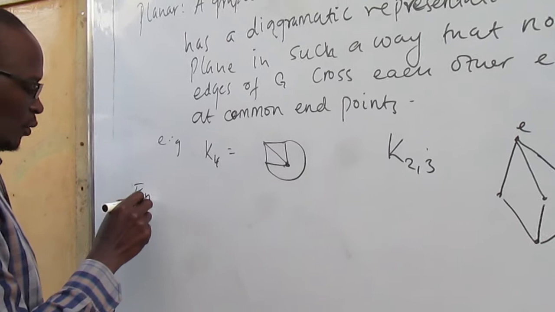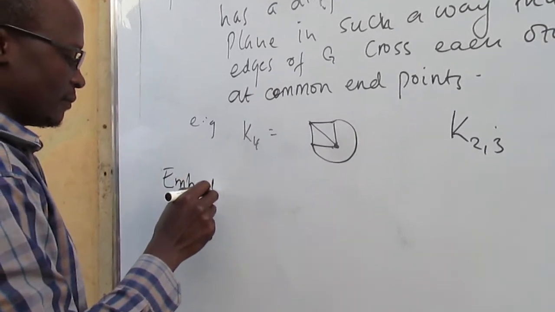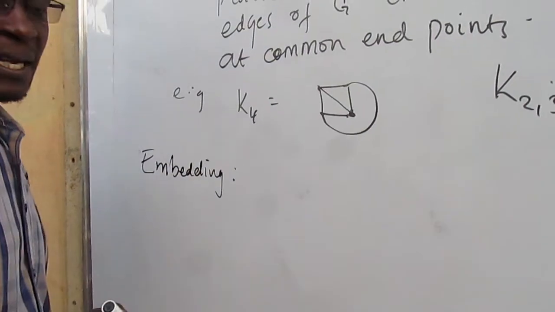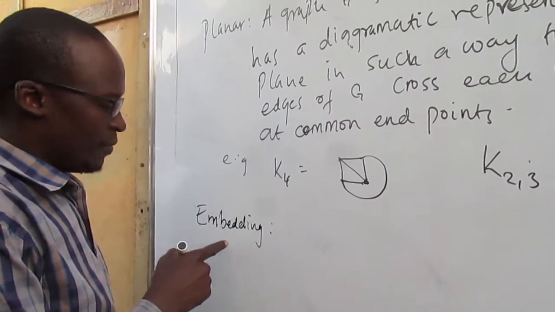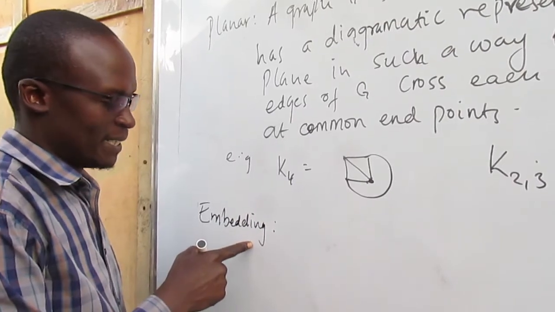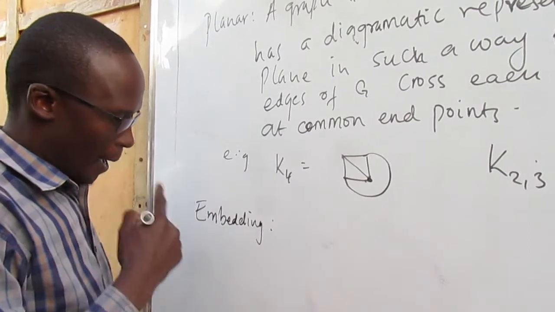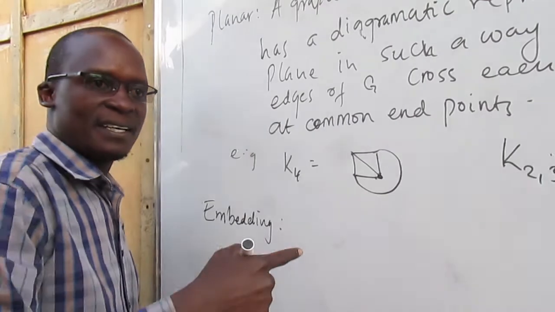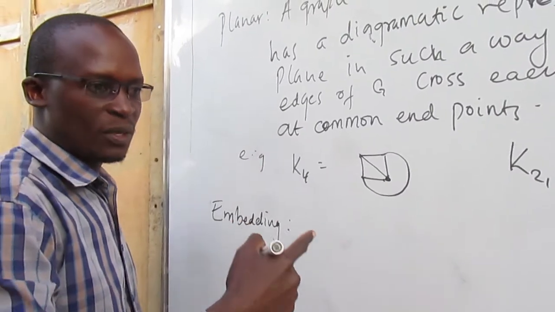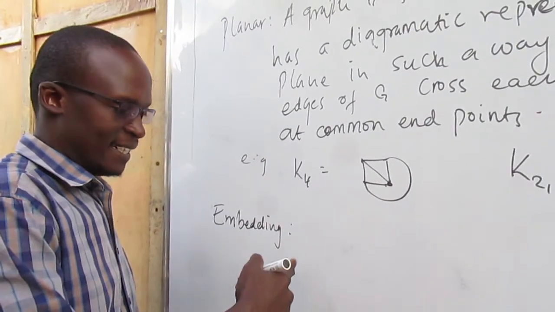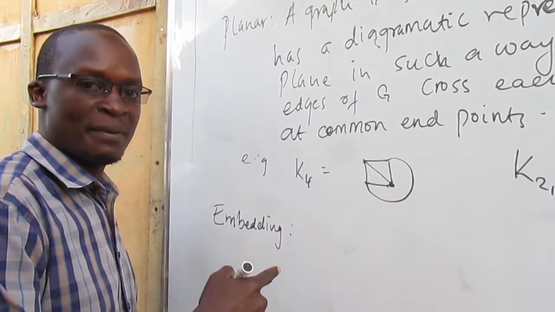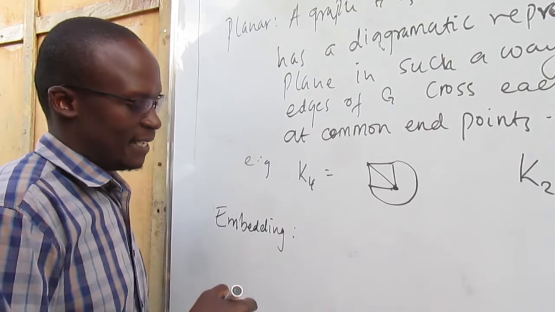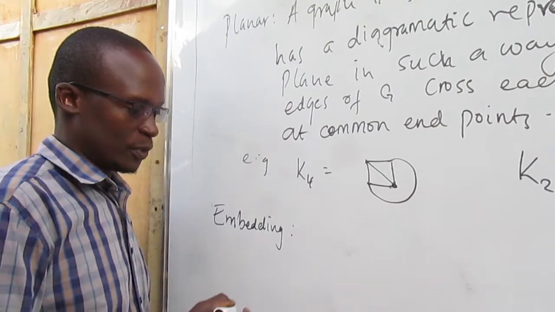So let's also look at embedding. An embedding of a graph on a compact surface is just a representation of the graph in such a way that the vertices of the graph are represented by points on the compact surface, and the edges of the graph are represented by arcs lying on the compact surface in such a way that no two arcs cross.